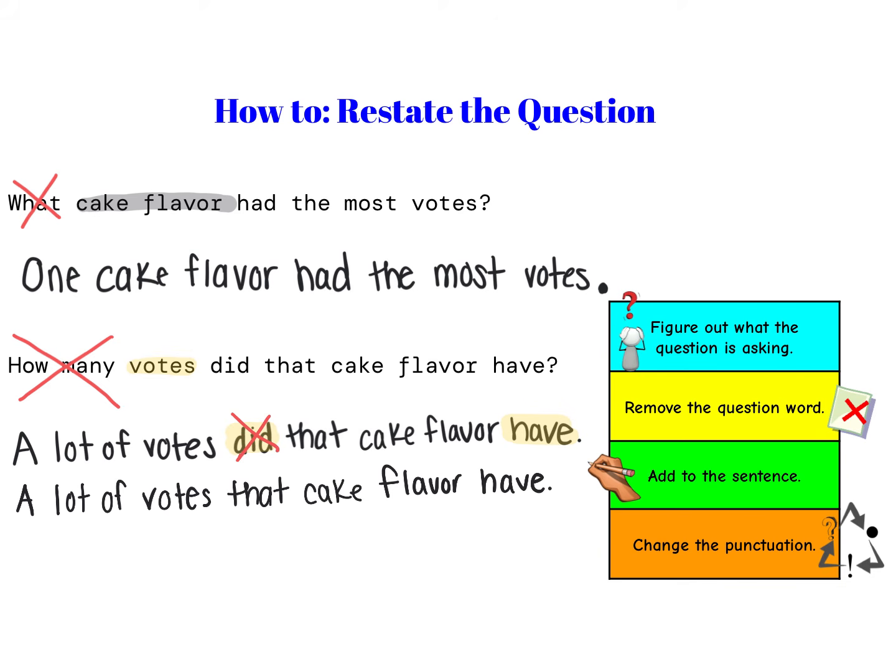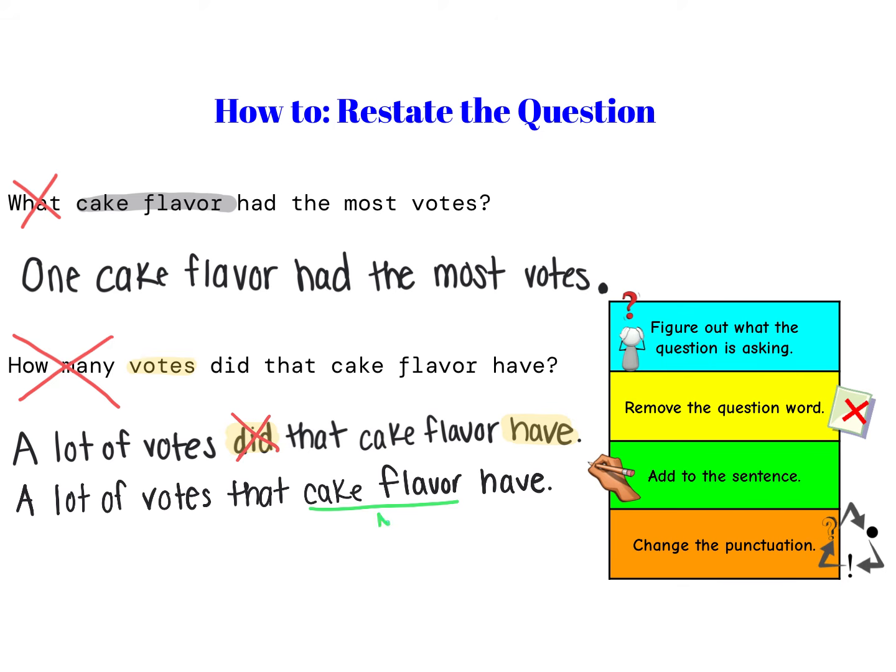A lot of votes that cake flavor have still doesn't sound quite right. I think what I need to do is change some of the words in the sentence around, rearrange the words in the sentence, and I think that's going to fix my problem. Remember that all sentences have a noun, verb, and details. So I'm going to quickly find out what's the noun that I'm really talking about, what's my verb, and what are the details. The noun in this sentence is cake flavor.